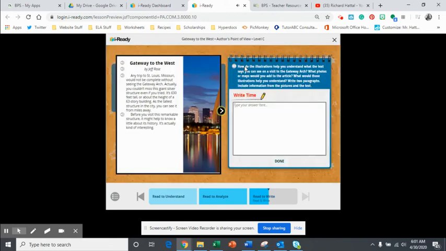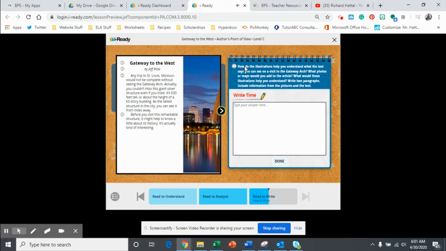All right. How the illustrations help you understand what the text says you can see on a visit to the beach? What photos or maps would you add to the article? What would those illustrations help you understand? Write two paragraphs. Include information from the pictures and the text.